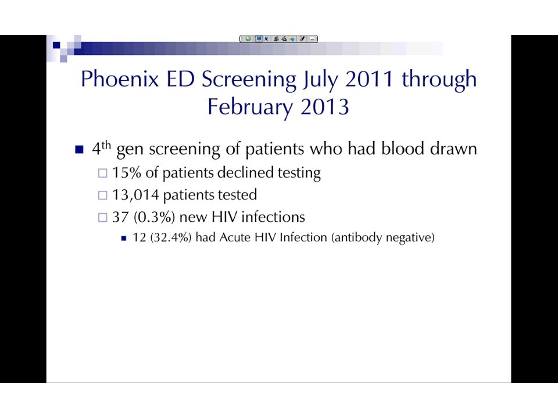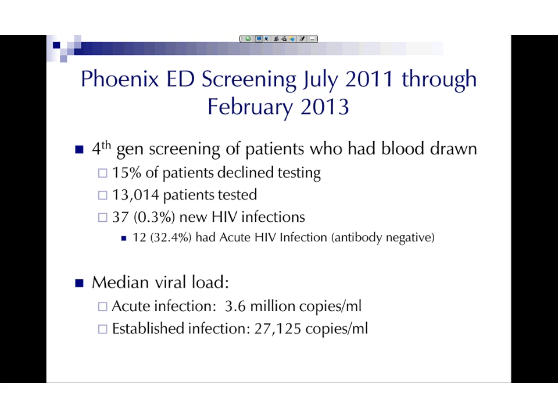In this screening program, only 15% of patients declined testing. They identified 37 new HIV infections, but importantly, 12 of those were people who had acute HIV infection. So they were picked up by the fourth generation test, and they were negative on either the Western blot test or the multi-spot test. When we looked at those 12 people, those with acute HIV infection had a median viral load of 3.6 million copies, compared to the people with established HIV infection whose viral load was only about 27,000 copies. So obviously those people with acute infection were considerably more infectious than the people with established HIV infection.